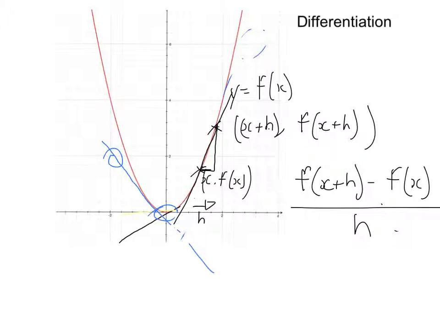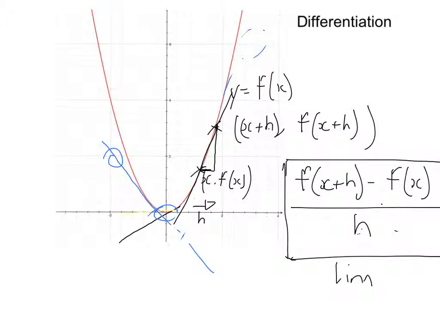But of course we don't want 2 points, we want 1 point. We don't want a secant, we want a tangent. Now, this is what we call first principles. First principles exist because we find the tangent to a curve by letting this h here get very, very close to 0. When we let h get very close to 0, that's a limit. So we end up with a limiting statement as h approaches 0.